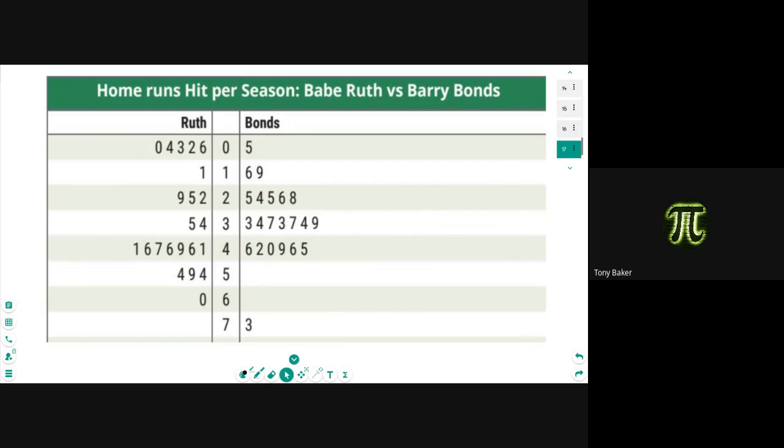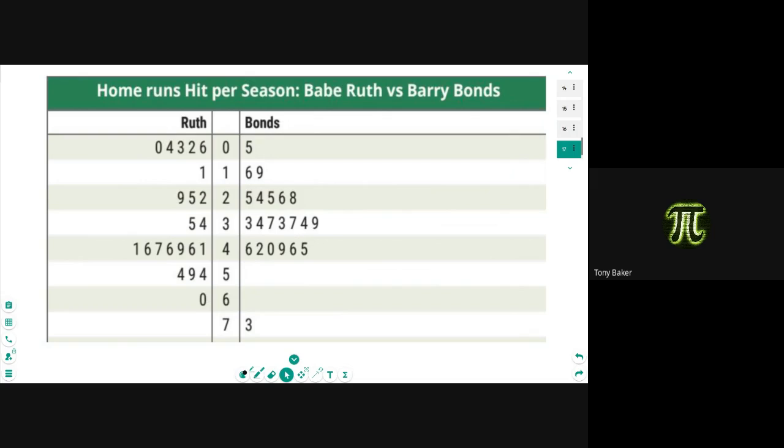Okay? So when we're looking at this, the nice thing about a stem and leaf plot as compared to a bar graph or a histogram is you actually still have all of the data there. So I can pull out individual pieces of information and still see patterns. So what is a pattern you see forming between Babe Ruth and Barry Bonds? Or what's a pattern you see on one side?